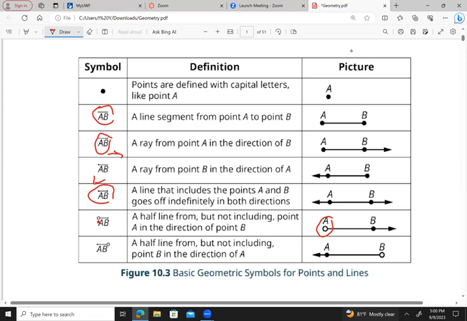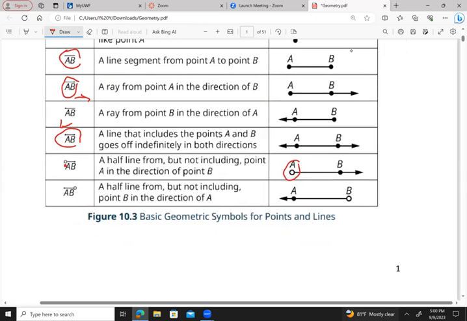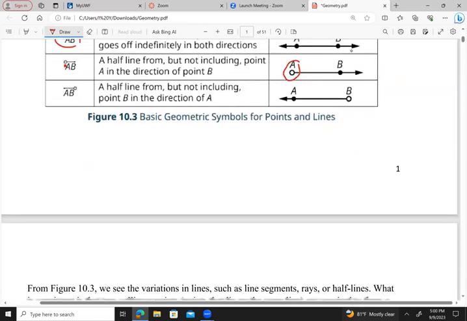And then we have a half line from, but not including point B to point A, which is the same thing, except in the other direction.